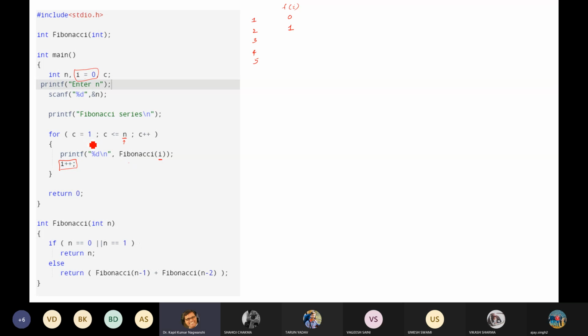So c equals to 1, c equals to 2, c equals to 3. If I am putting 3 here, then what value will it be returning? Any guesses? This is your F3, and F3 will be broken down into F2 and F1. And then this is again broken down into F1 and F0. So here the answer is not appearing correctly. Yes or no?